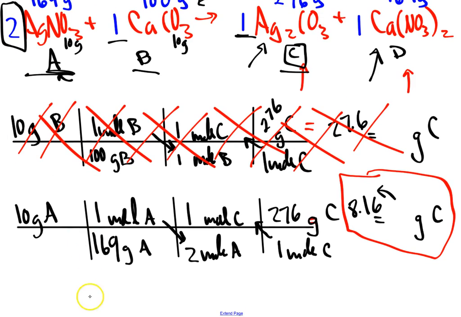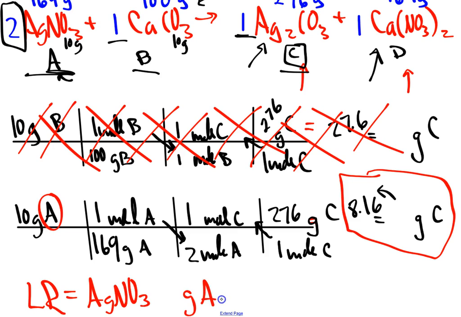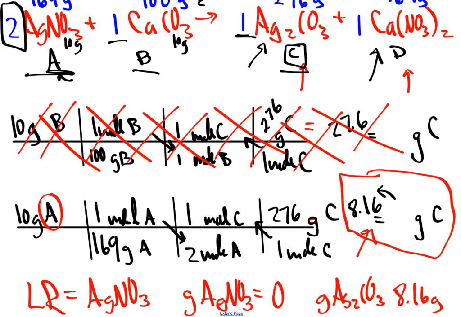So here we go. We can answer some things. My limiting reactant, what is its identity? It's whatever A was, which was silver nitrate. Then my mass of silver nitrate is equal to what? 0, because it's the limiting reactant. And my mass of Ag2CO3 is that answer. Why? Because that's what it is. The limiting reactant produced 8.16 grams of this. That's the mass of C, which we define as Ag2CO3.